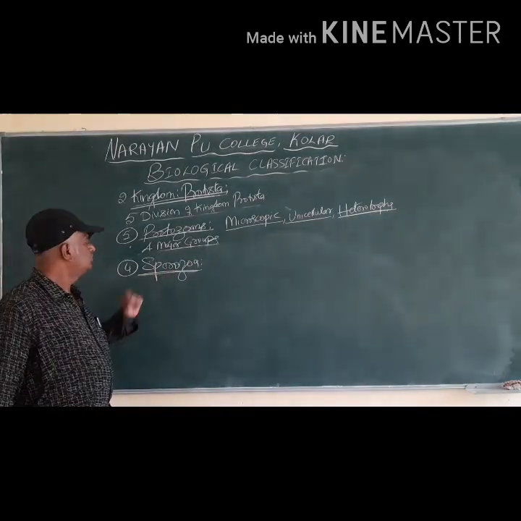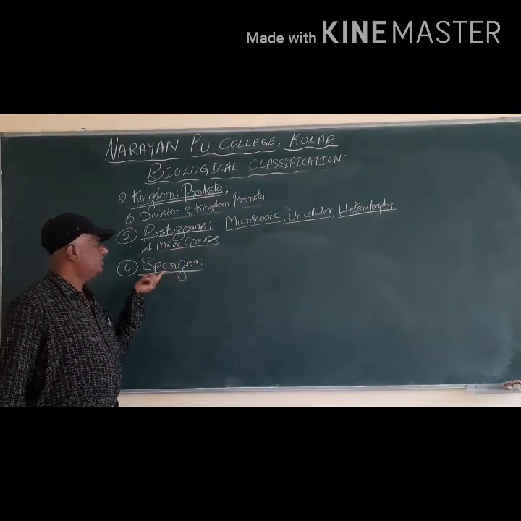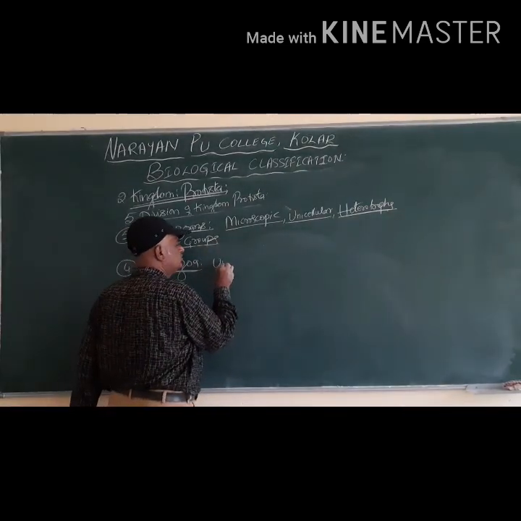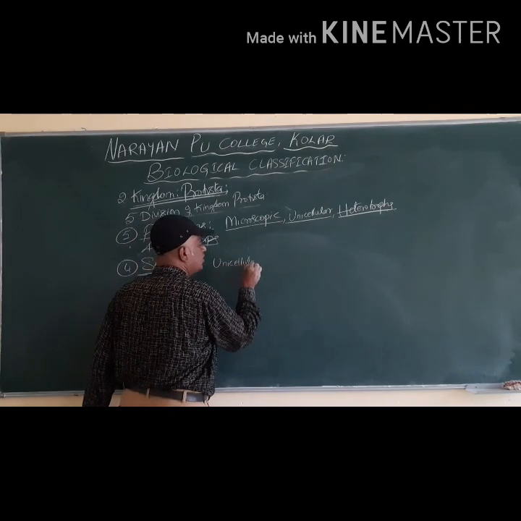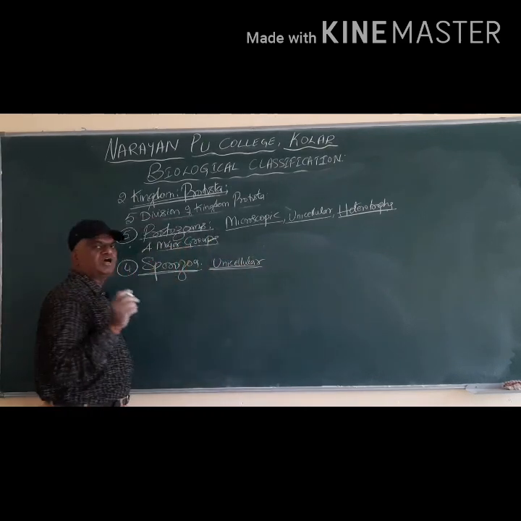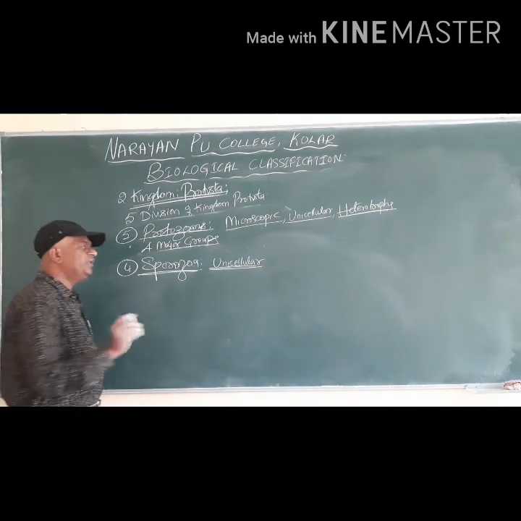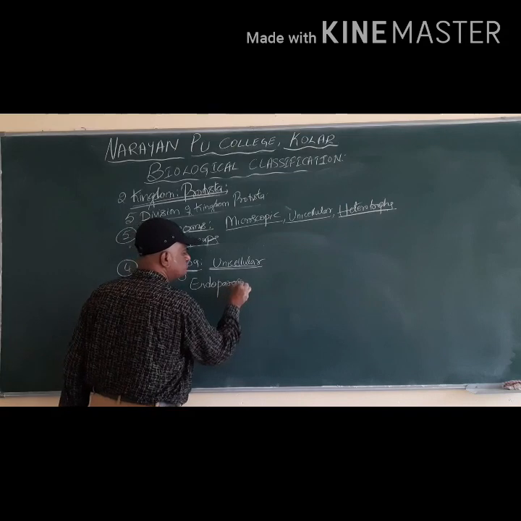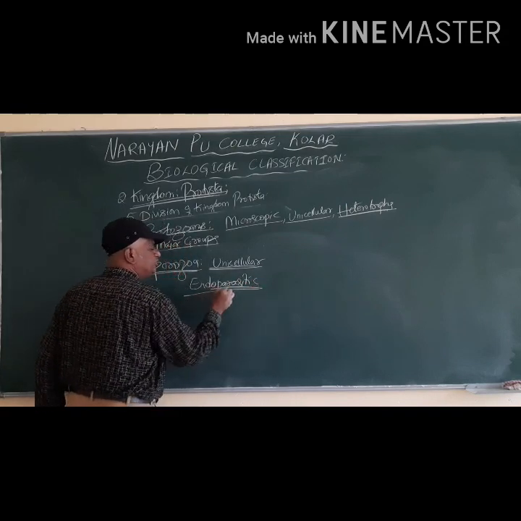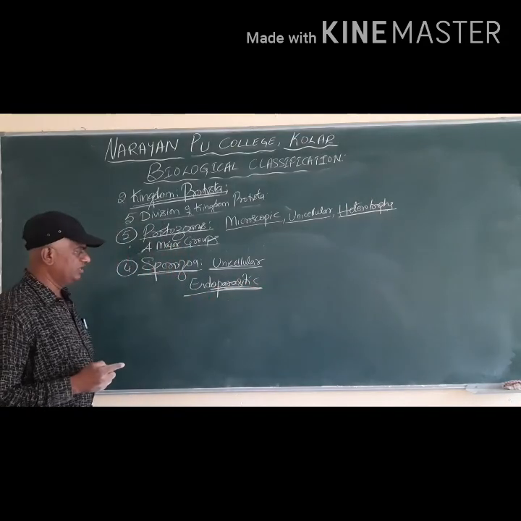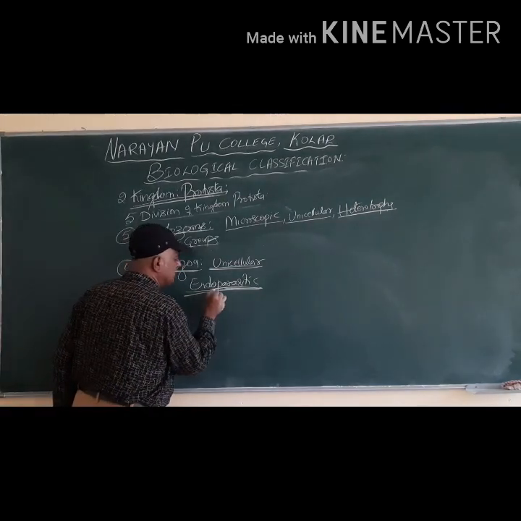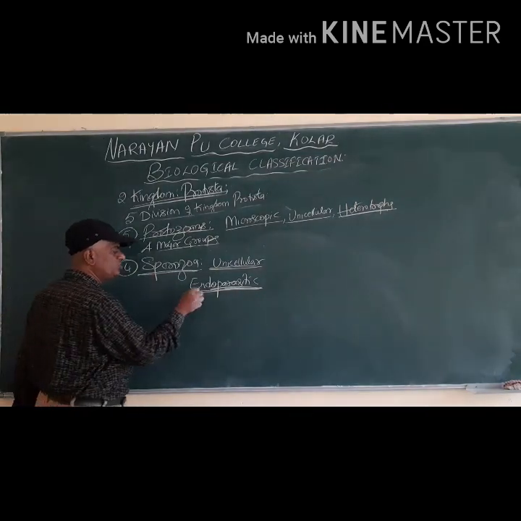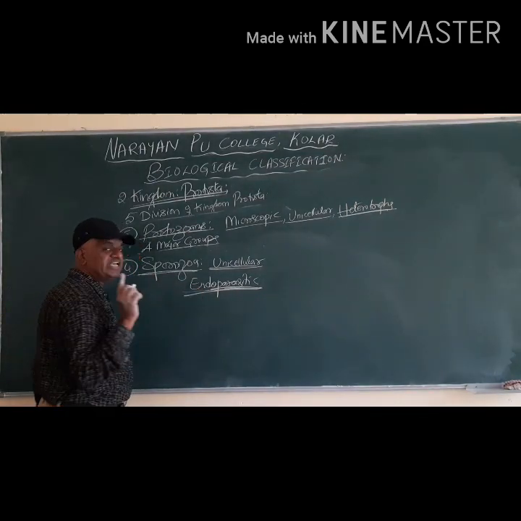The next, fourth group, is called Sporozoa. Again, they are unicellular, microscopic organisms. The important character here is that they are endoparasites. As I mentioned, parasites depend upon other living organisms. Here we use the word endoparasite because it is present inside the host.